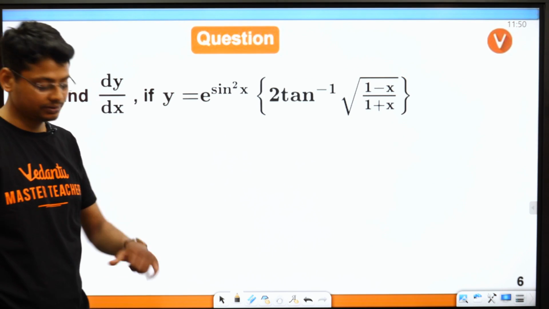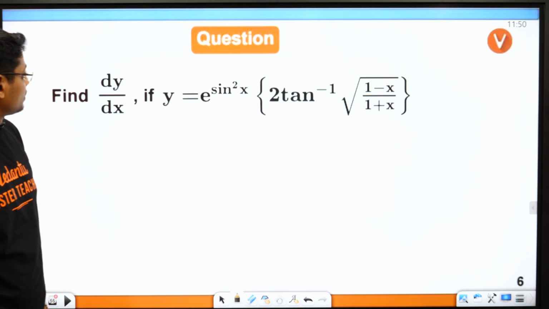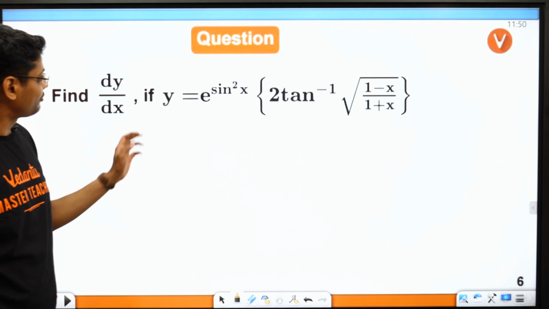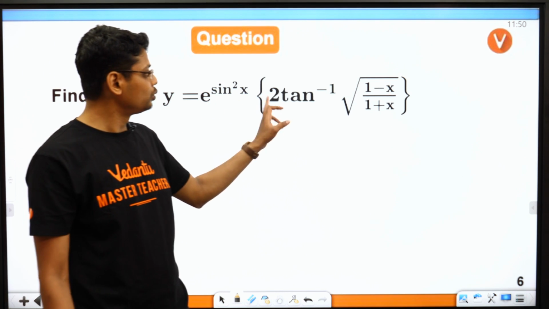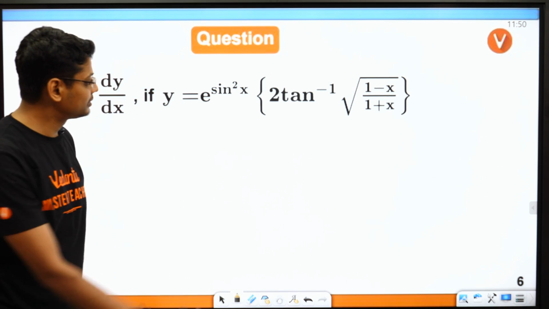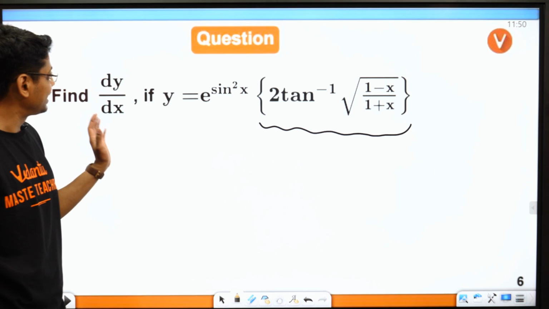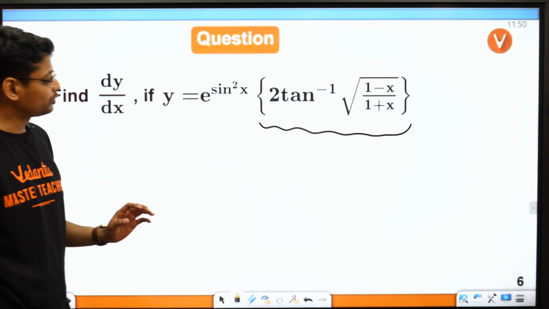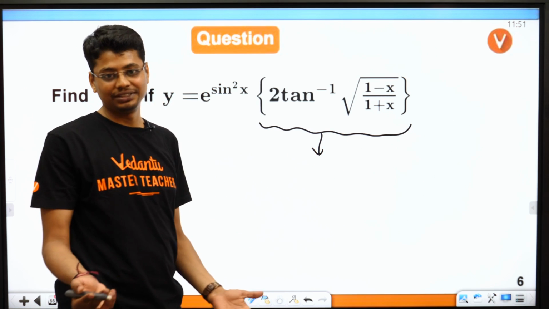And the last question of today: find dy by dx if y is equal to e to the power sin square x multiplied by 2 tan inverse under root 1 minus x by 1 plus x. So here this part is interesting. Alright, and you can either directly differentiate it, or you can simplify this part and then differentiate it.